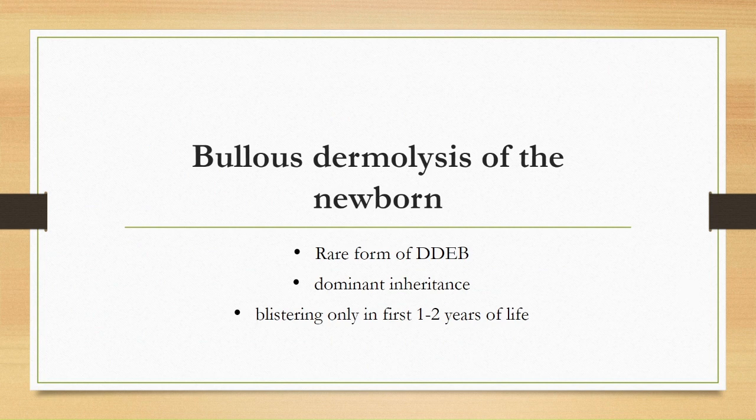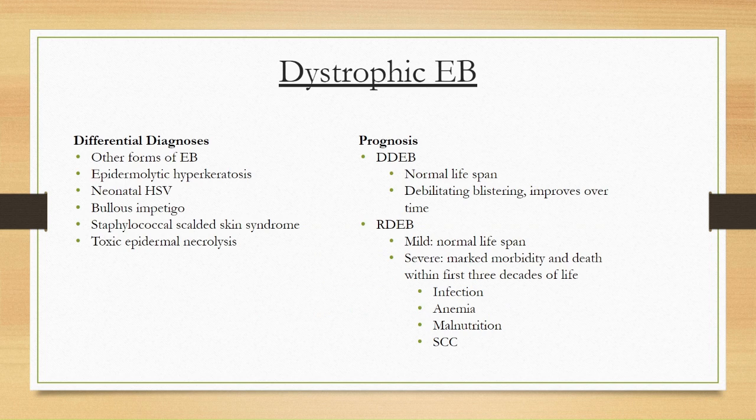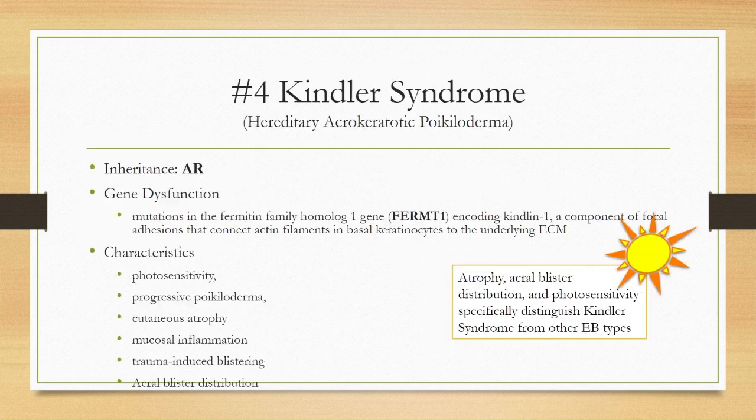So there's also bullous dermolysis of the newborn, which is a rare form of DDEB, and it's a dominant inheritance, but usually you only have this transiently for the first 2 years of life. Do note in DDEB there's a normal lifespan, debilitating blisters. It improves over time. And then RDEB, being that there's an intermediate mild subtype and there's a severe subtype that obviously helps you clue in what your morbidity is going to look like. Severe subtype, you're going to be more at risk for infections, anemia, malnutrition, and the high mortality from a squamous cell carcinoma.